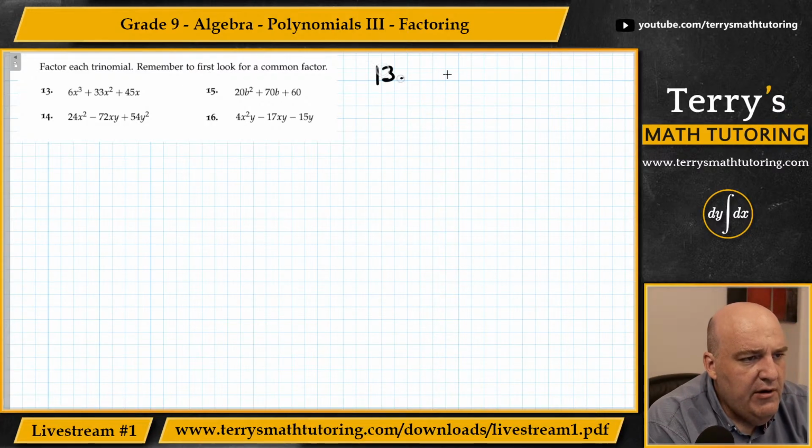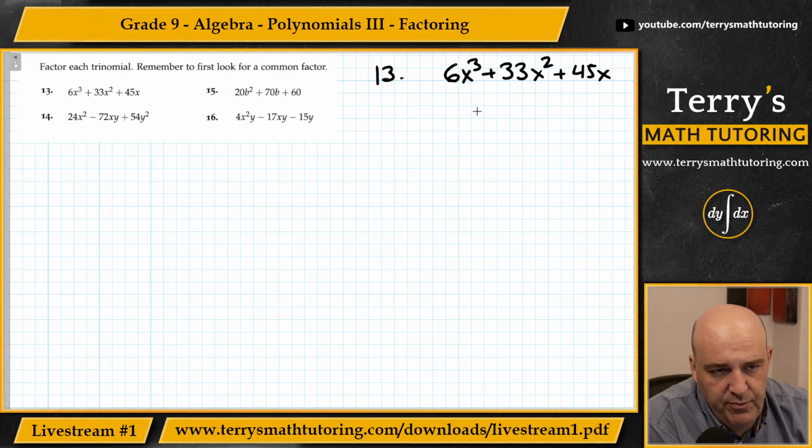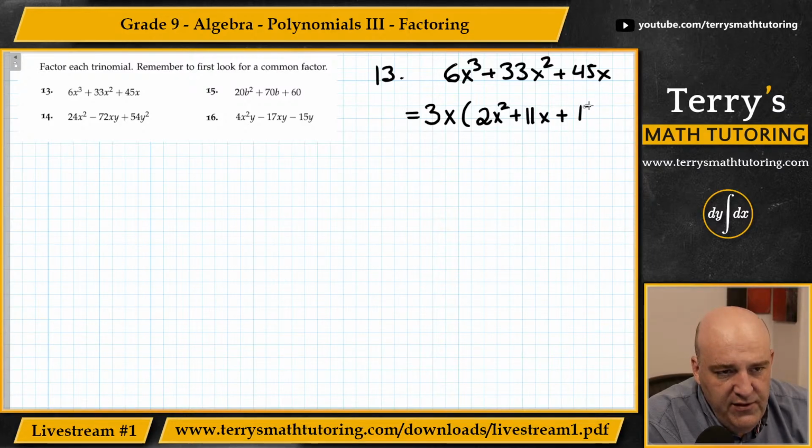So for number 13 here, when you do factoring, you have to train yourself to always, before you start factoring, ask yourself, is there a common factor? And then you pull that out, you look at what's left over, and then you say, maybe I can factor what's left over even more. So on this one, 6 does not go into 33 or 45, but 3 does. 3 goes into all of these. So we can pull out a 3. And we can even pull out an x. So let's pull out a 3x as the very first thing. And then we get 2x squared plus 11x plus 15, right?